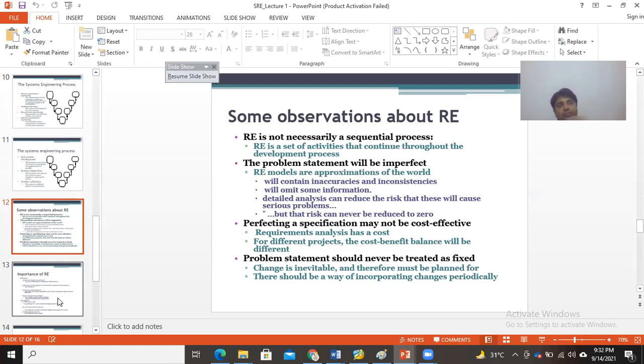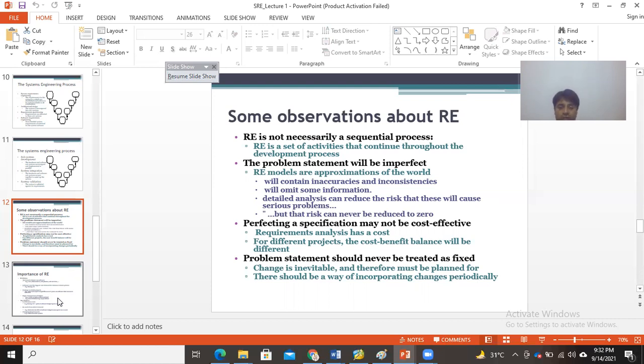If more than one customer is involved, there will be a possibility that inaccuracies and inconsistencies will occur within the system and in the understanding of the problem statement. Perfecting a specification may not be cost effective.